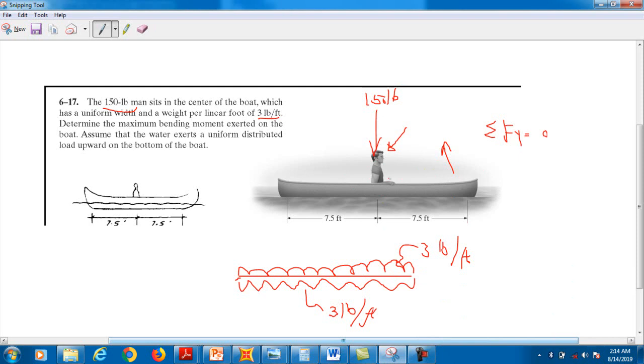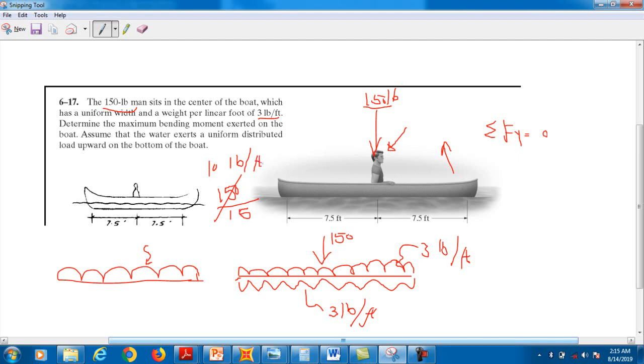Therefore, to convert this point load to a UDL, you need to divide this 150 pound by the length of the boat. The weight of the boat and the upward thrust of the water balance each other, so the net loading is the uniformly distributed load of the person, which is 150 divided by the total length, that is 15. If you divide this you will get 10. So this will be the uniformly distributed load of this person per foot.